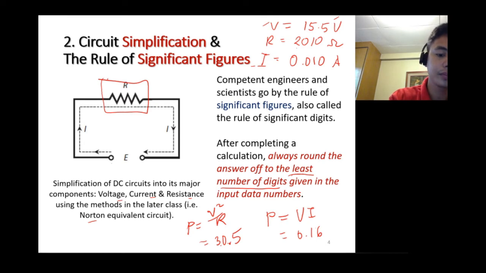So you need to use this notation, times 10 to the power of 6. For example, there are three significant figures. So that's it. So, simplification and significant figures.